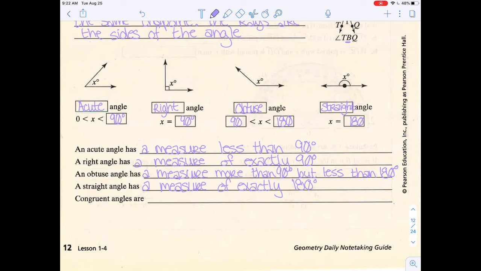180 degrees. All right, and then here's one that we haven't talked about yet. Congruent angles are exactly the same measure. So if we have two congruent angles and we know one of them is 70, that means the other one also has to be 70.